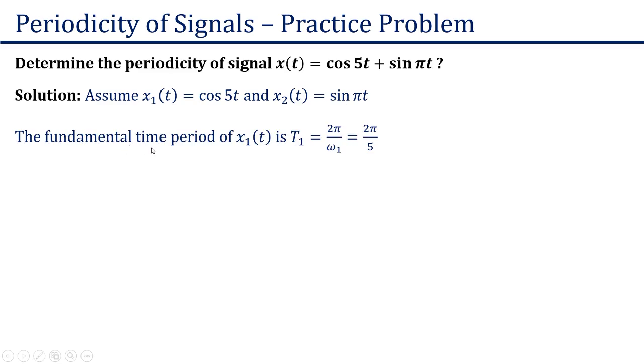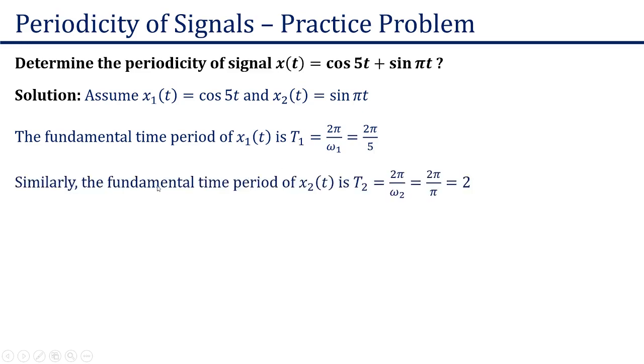Now the fundamental time period of the first component is T1, which is equal to 2π upon ω1. In this case ω1 is 5, therefore T1 is equal to 2π upon 5. Similarly, the fundamental time period of the signal x2(t) is T2, which is equal to 2π upon ω2. In this case ω2 is equal to π, therefore T2 is going to be equal to 2.